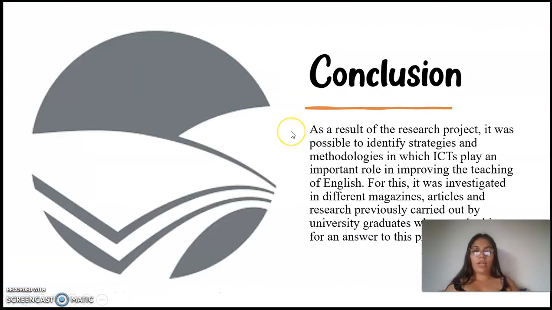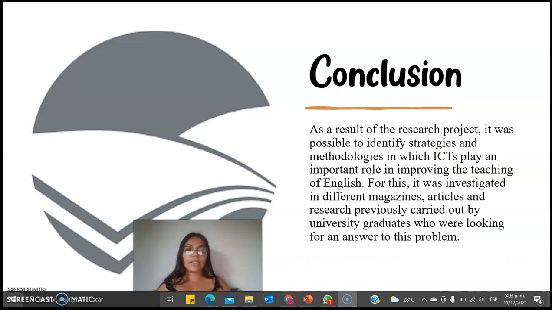And in conclusion, as a result of the project, it was possible to identify strategies and methodologies in which ICTs play an important role in improving the teaching of English. For this, it was investigated in different magazines, articles, and research carried out by university graduates who were looking for an answer to this problem.